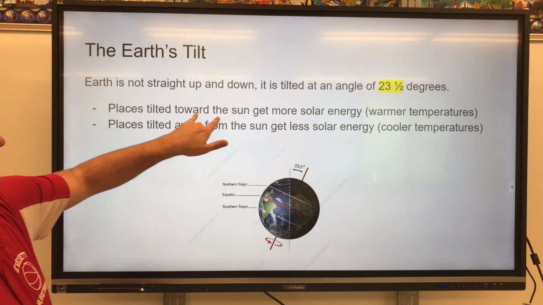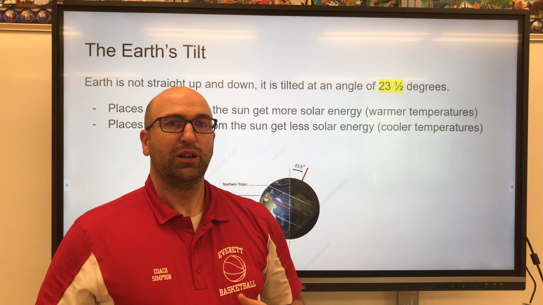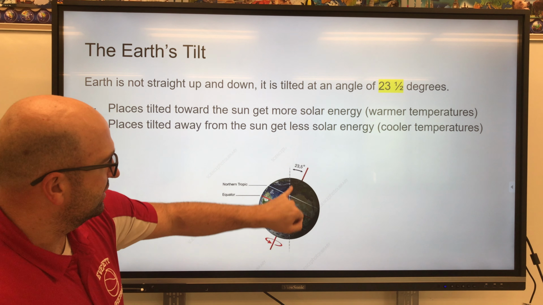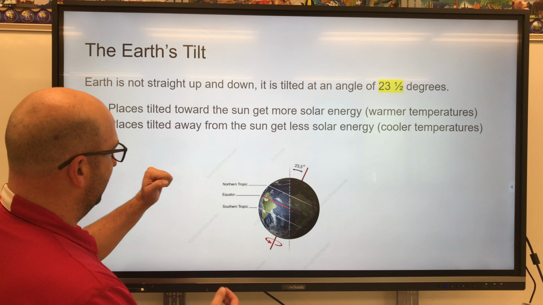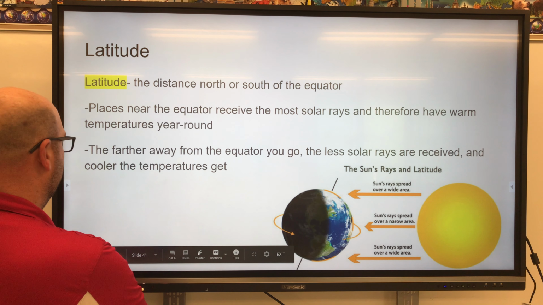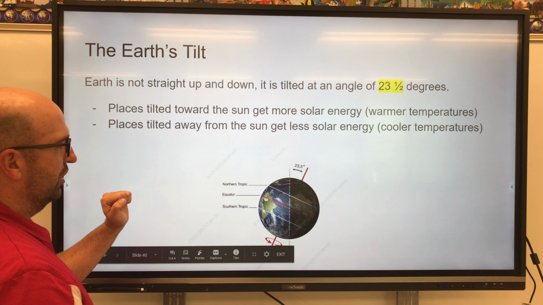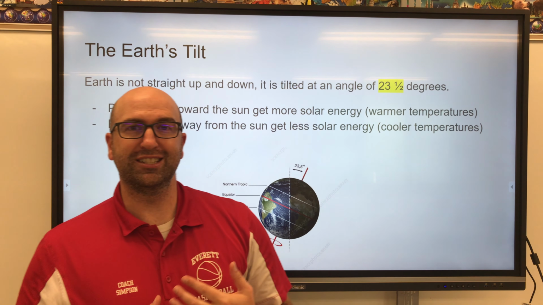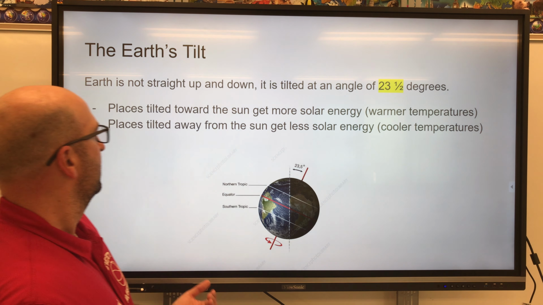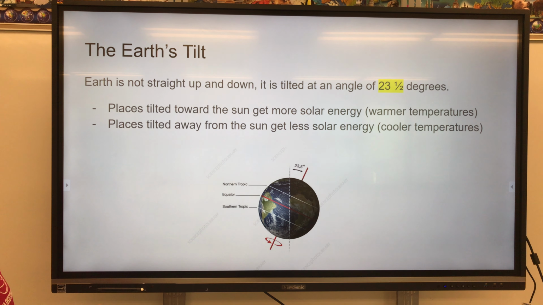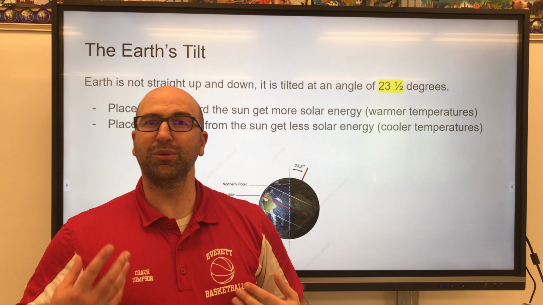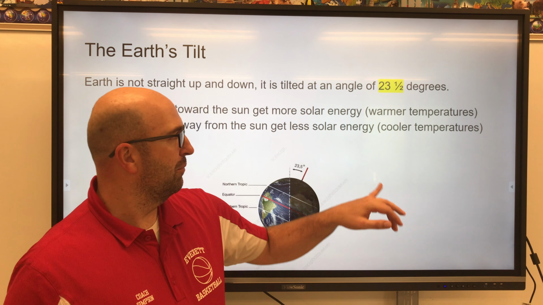So the places tilted towards the sun, those are the places that get more energy. So in this image right here, you can see if this is the sun, the southern part of the Earth would be getting more of the sun's energy because it's the side of the Earth that's tilted towards it. So it's going to have warmer temperatures. The areas that are tilted away have the cooler temperatures. They're not receiving as much energy from the sun.